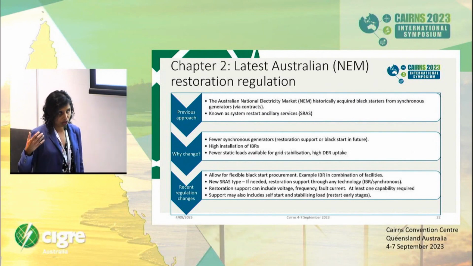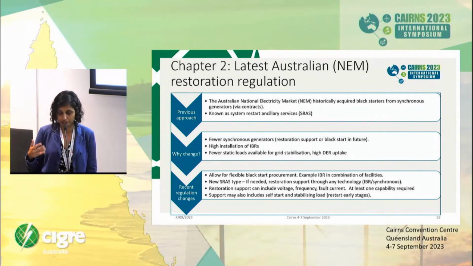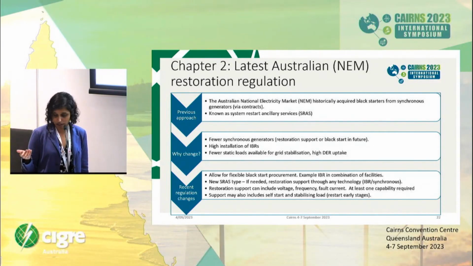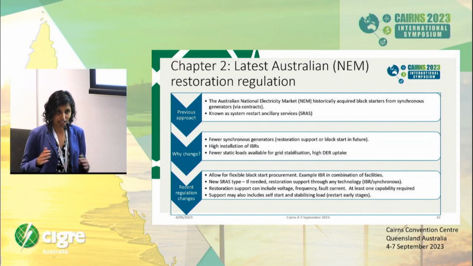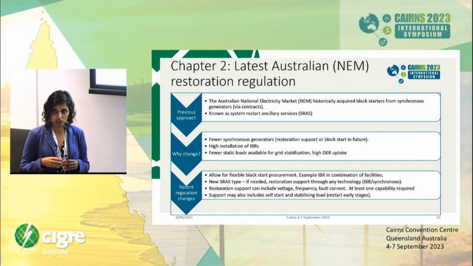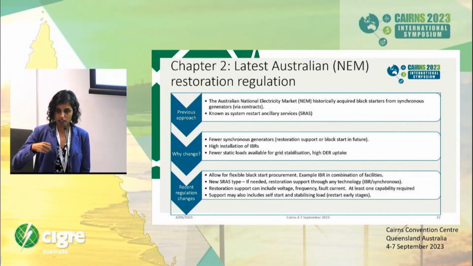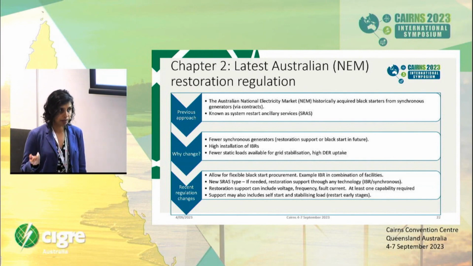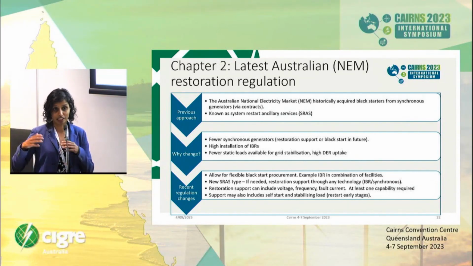The regulation also introduced a new SRAS, a new paid service, if it's needed, called restoration support, which can be provided by any technology if capable to do so. This restoration support can include things like voltage control, fault current, frequency control, a combination of them or any one of them. Support can also come in the form of being self-starting, which reduces the burden on the black start source, as well as providing stabilizing loads. For example, a grid forming BESS to provide load for synchronous generators, or even aggregated DER that is controllable.